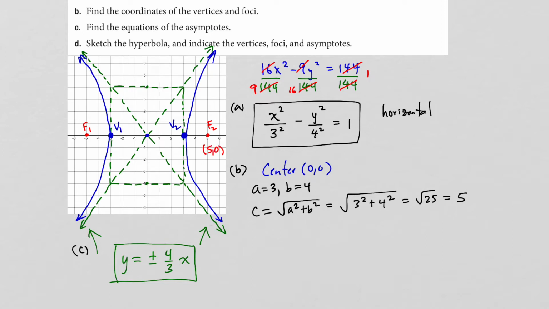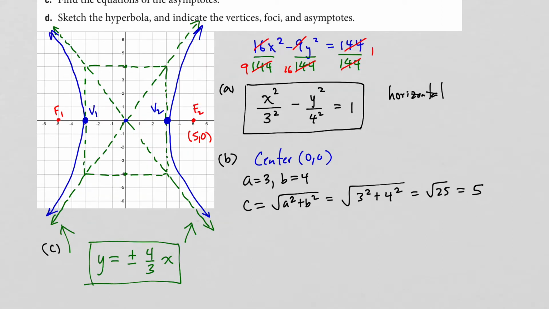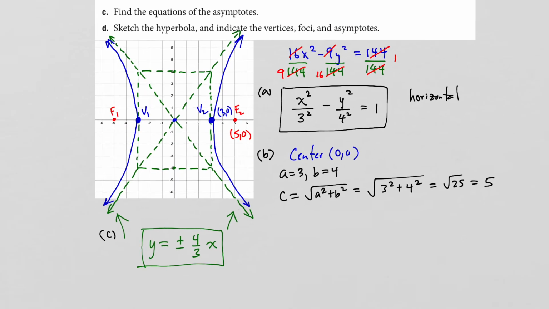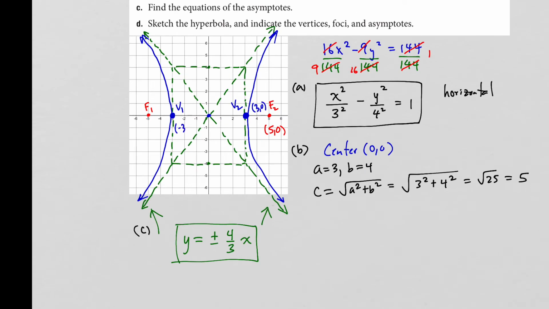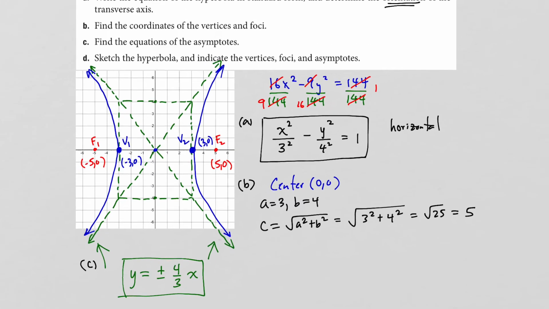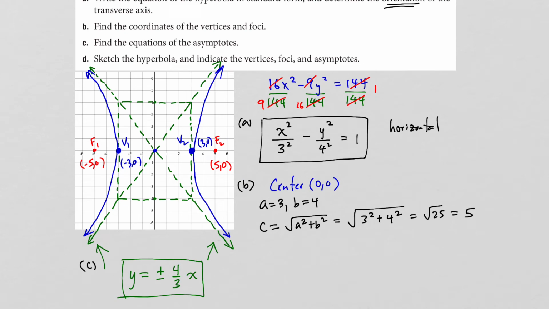So this is 5, 0. This point right here is 3, 0. This point over here is negative 3, 0. And this point right here is negative 5, 0. All right, so now we have everything labeled appropriately.